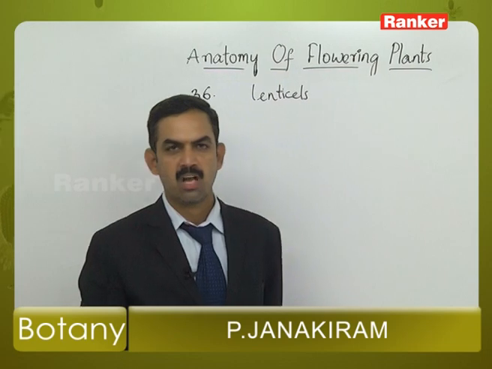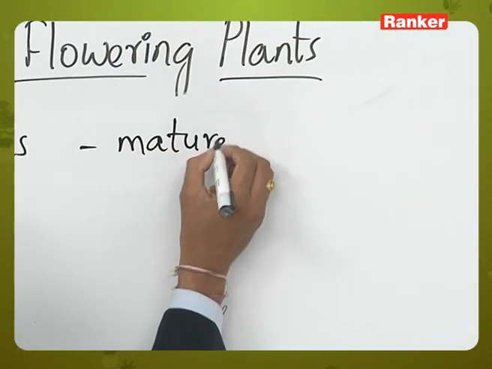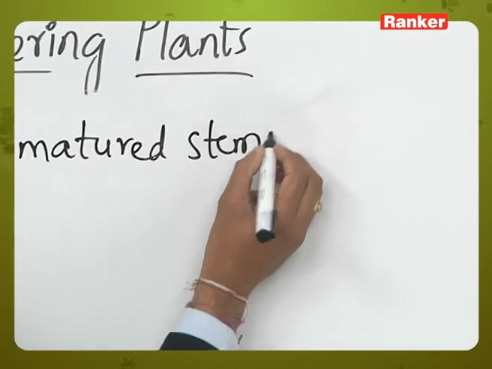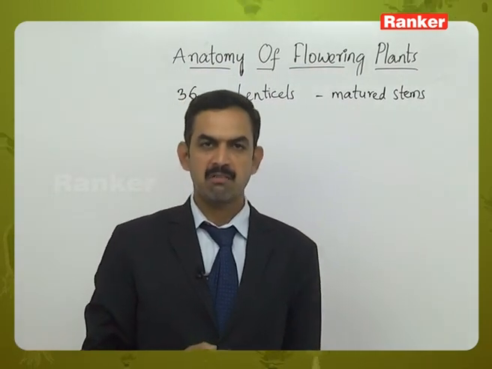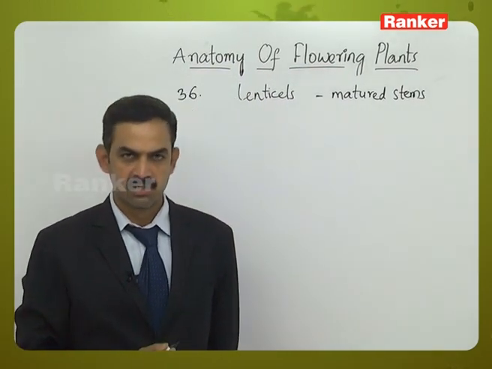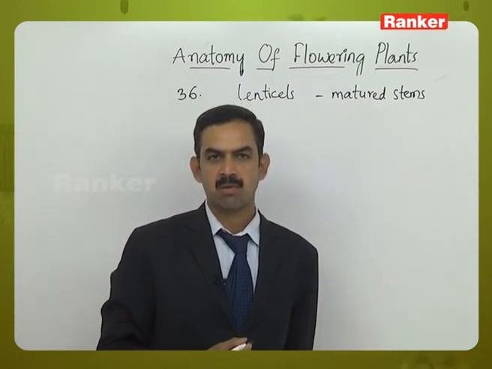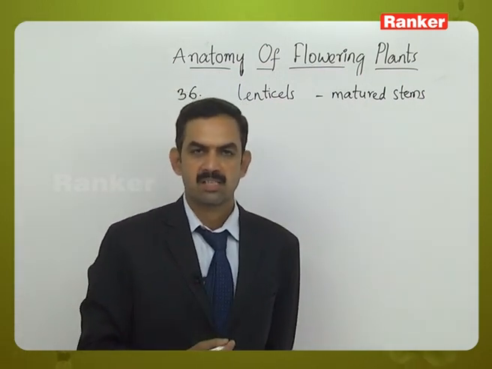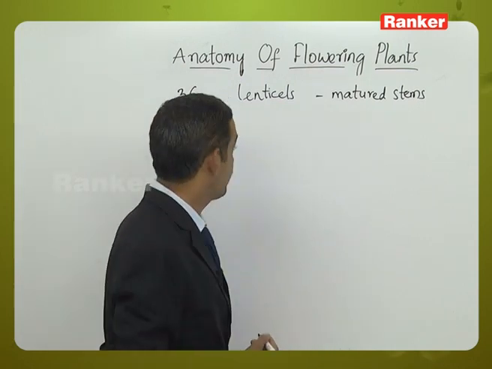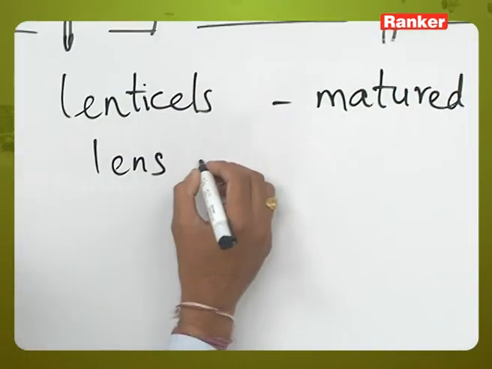Lenticels are special structures which are seen on the outer surface of matured stems. When a dicot stem undergoes secondary growth, it will produce bark on its outer surface. Below the bark, the cork tissue is present, which is impermeable to gases and water. As a plant requires gases and water from the outer surface, it will produce some special lens-shaped structures called lenticels.